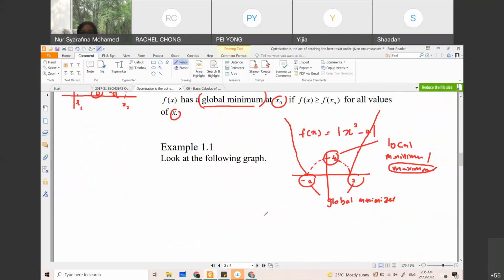All right, so that is the definition of local and global extremizer, where this extremizer can either be a minimizer or a maximizer.